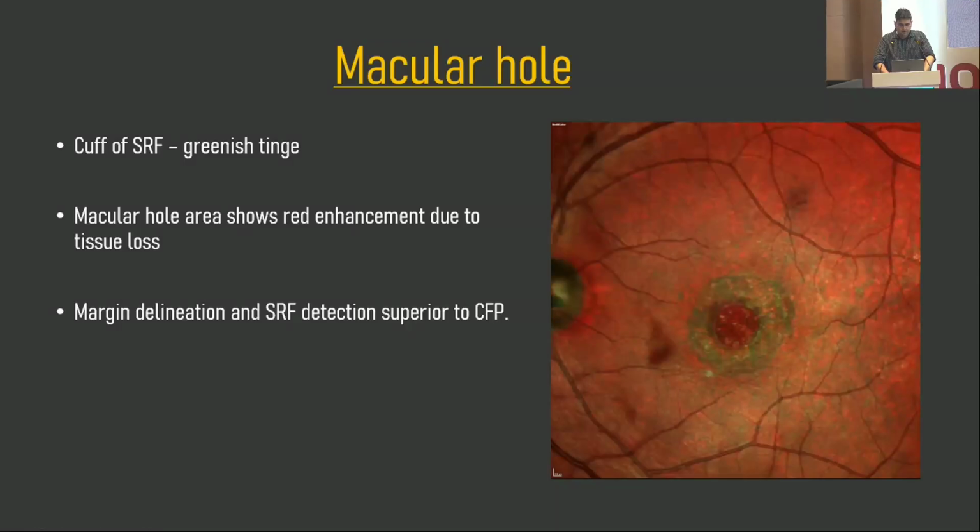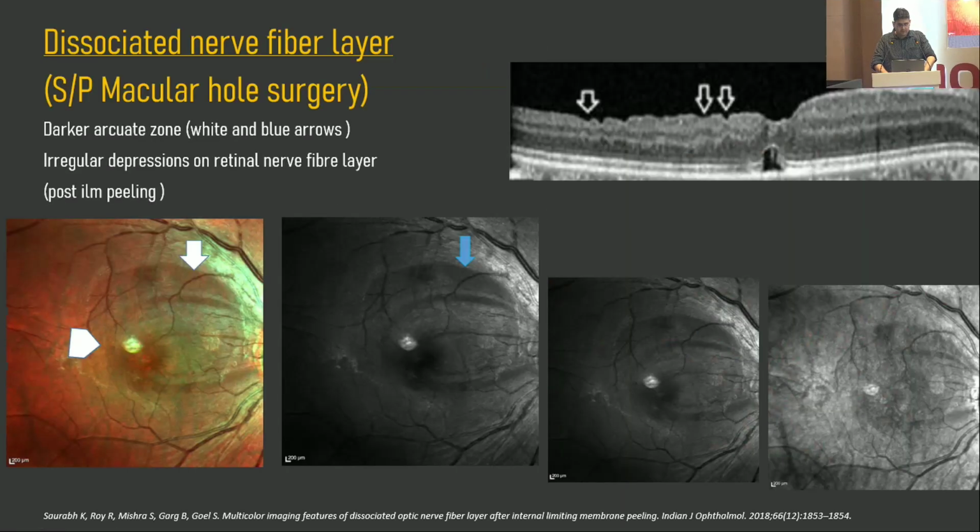Again, in the case of a macular hole, surrounding the macular hole, the fluid is clearly demarcated as a greenish hue, and the macular hole shows the red enhancement due to the tissue loss. The dissociated nerve fiber layer post-surgery can be seen best on the blue reflectance image.